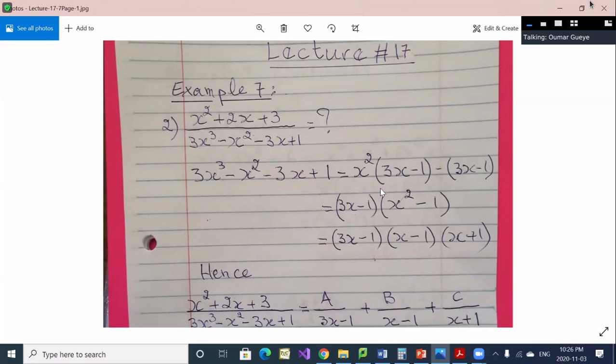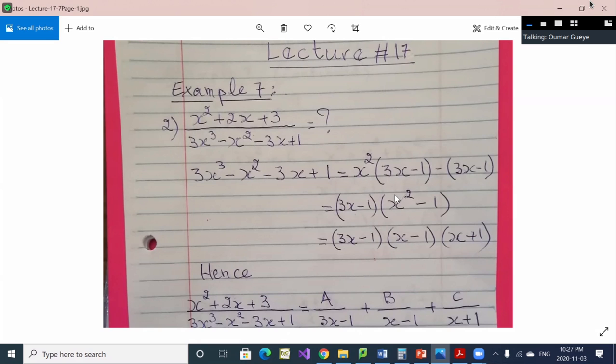When you do so, from the first term, it remains only x squared, and the second term becomes minus 1. And this is a linear factor, and this is a quadratic factor. But step 2 says the quadratic factor should be irreducible. This is not irreducible because this is a difference of two squares. It means we can factorize it, and that's exactly what we did.